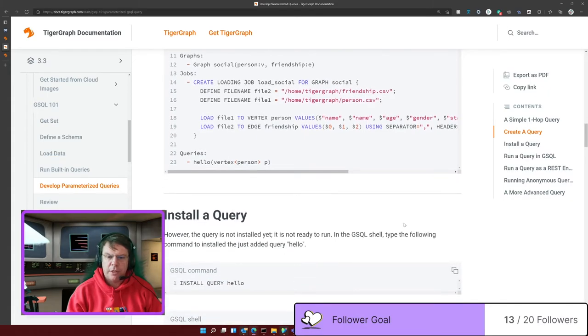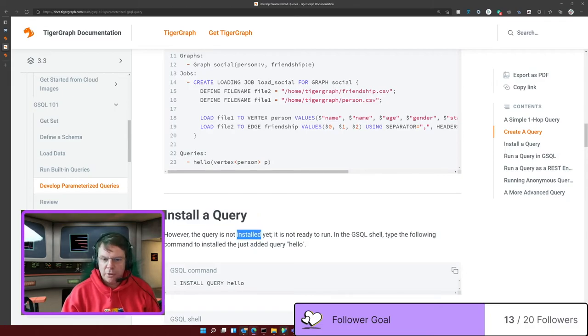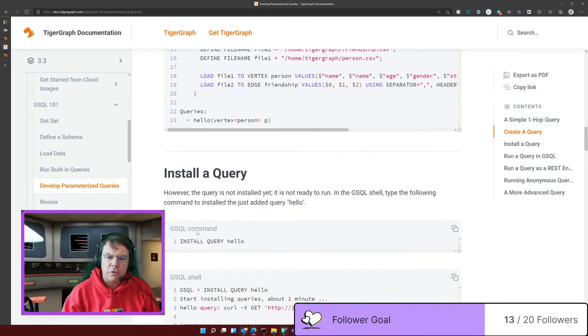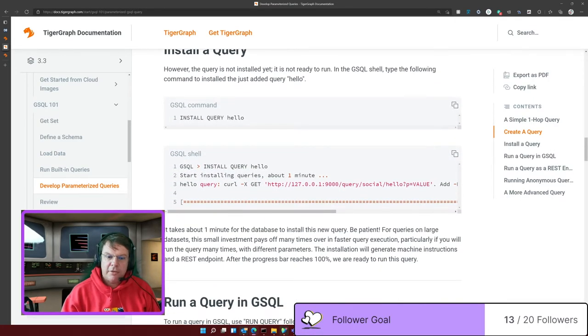That's right. Here's what I'm looking at: install a query. Words you don't normally hear spoken in the same sentence. What does that mean, install query? So in TigerGraph, and I have some familiarity with TigerGraph, what I can see here is now I can't just write a query. I've got to write the query and then install it into the database. It takes a minute to install a query.